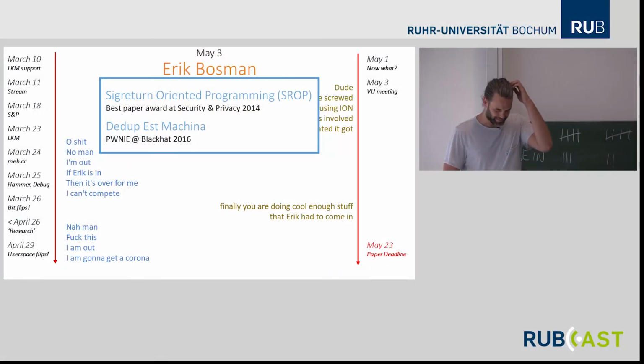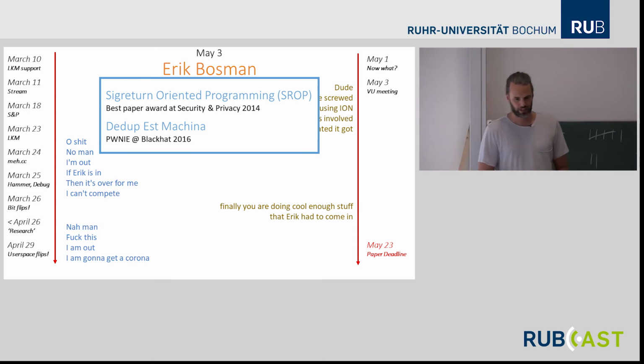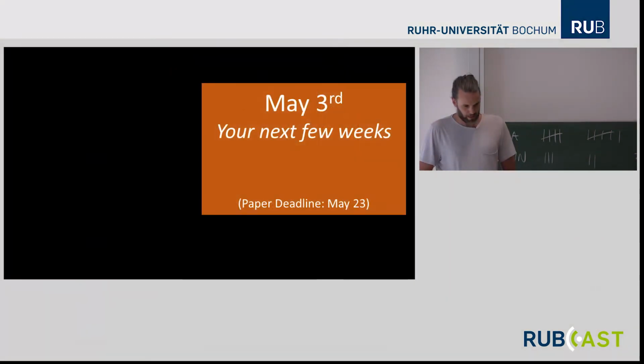And then, so who is Eric Bosman? He's the guy who did SIG return-oriented programming, and he also did deduplication as Machina, also at Security and Privacy. And he won awards, so he did two very big projects that both won awards. So he's really a smart guy.